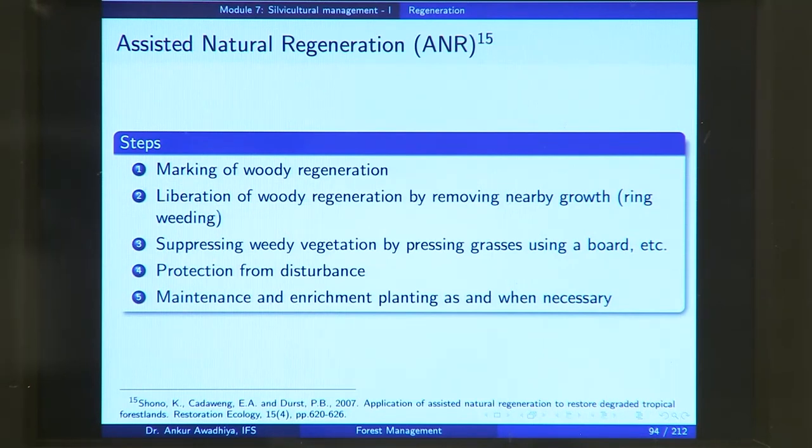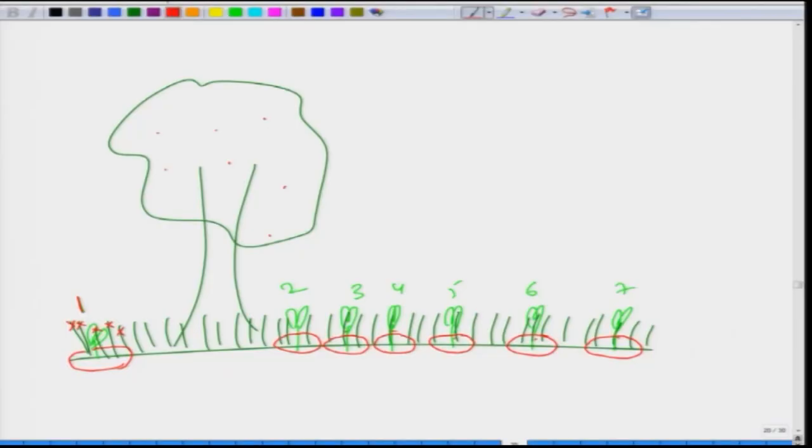Then you can also go for suppressing the weedy vegetation by pressing grass using a board, etcetera. So, in this case, you did a ring weeding, but you also try to suppress the nearby grass by putting a board here and pressing all of these grasses, so that you try to crush these grasses.